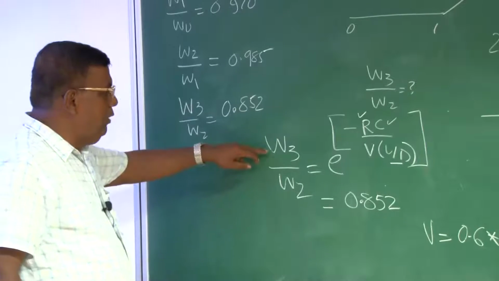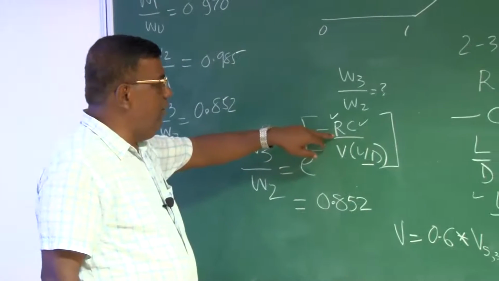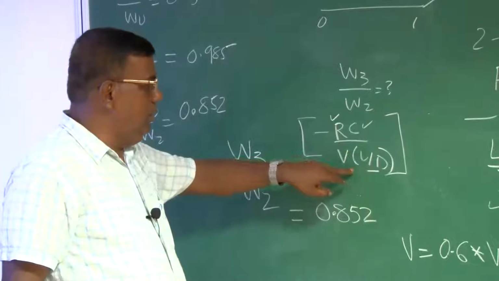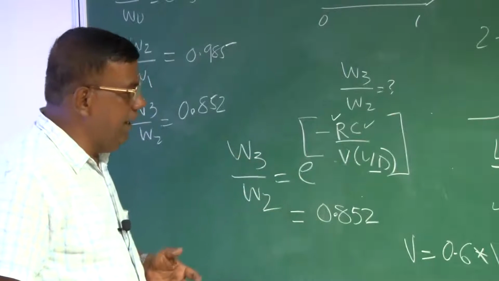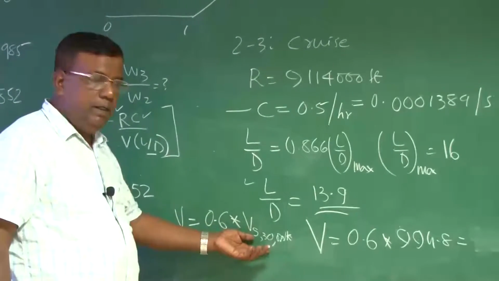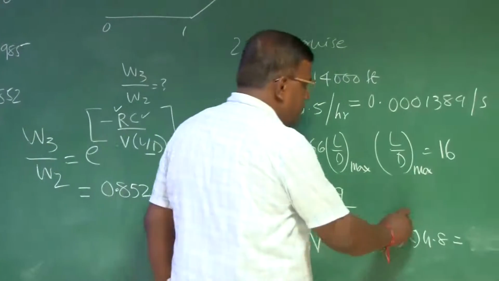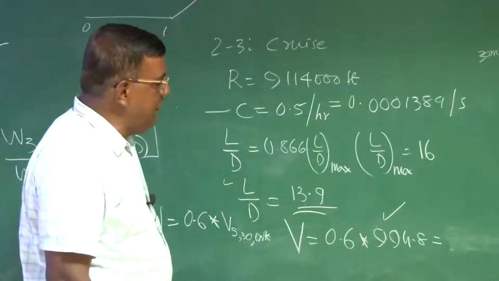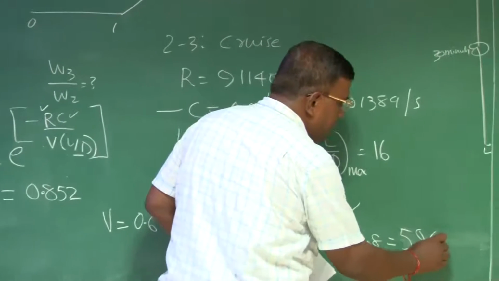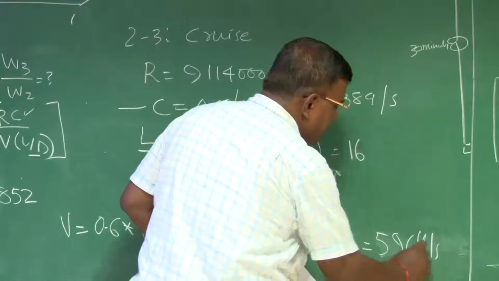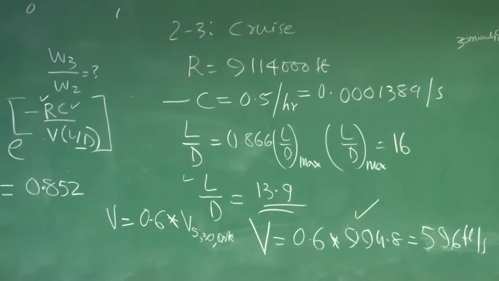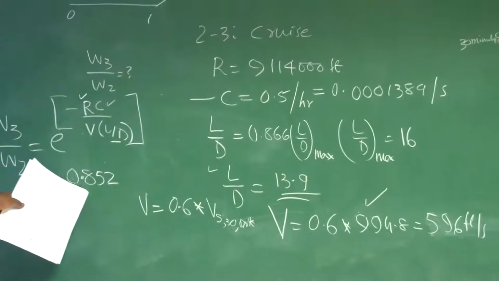We are trying to calculate W3 by W2. We need to know the value of R, C, V and L by D. R we know, C we know, L by D we know. V, the airplane is flying at Mach 0.6. So V will be 0.6 into the velocity of sound at 30,000 feet. And at 30,000 feet, the speed of sound is 994.8 feet per second. If I do this, this becomes roughly 596 feet per second. This is a rough number. You are supposed to do it yourself. And then W3 by W2 will be 0.852.